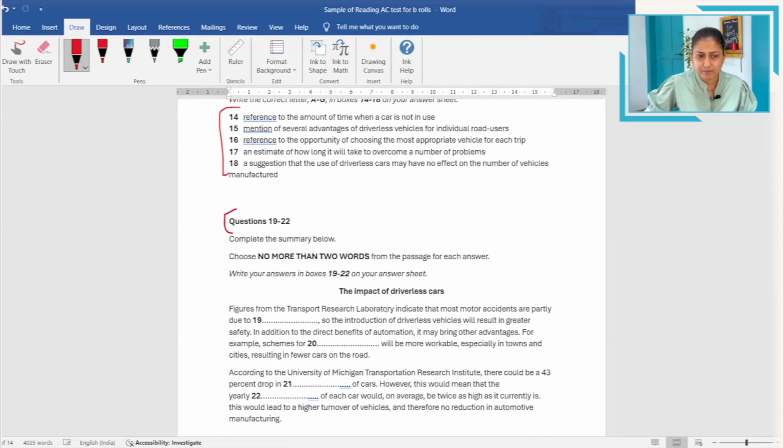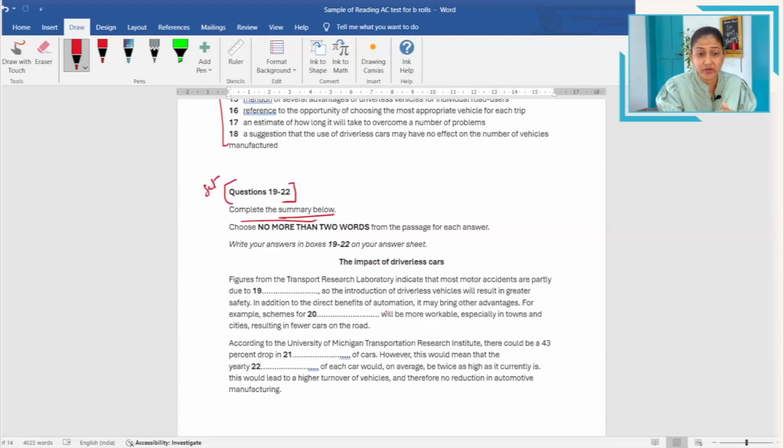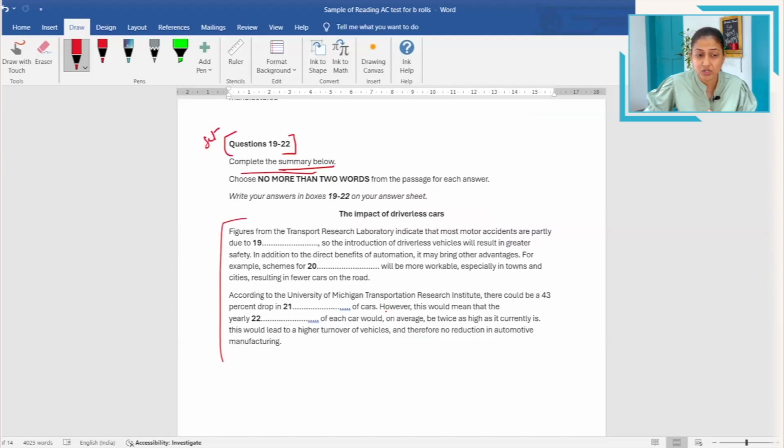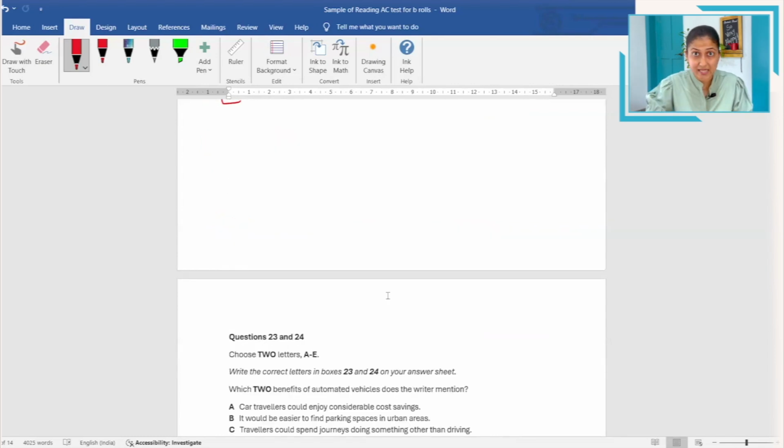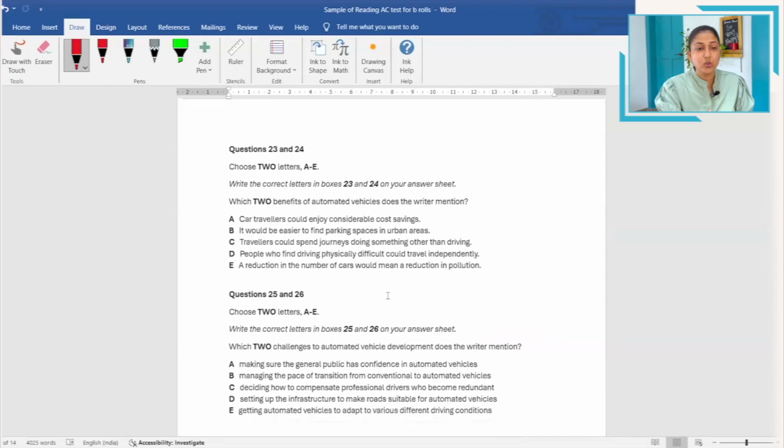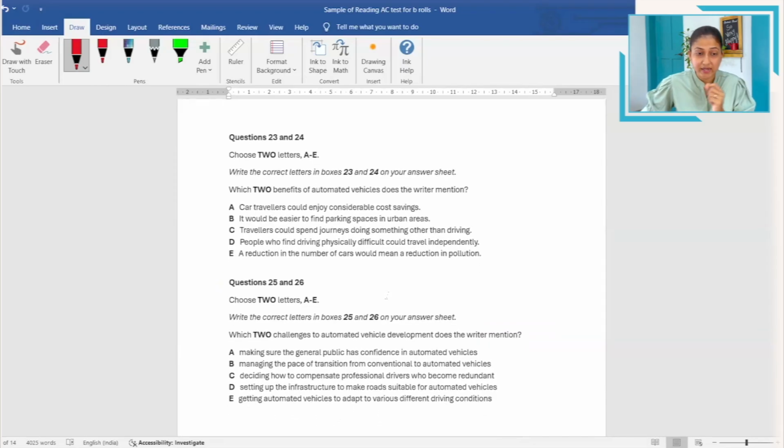The second set for this passage is from question 19 to 22. What are you supposed to do here? You have to complete the summary below. A summary is given and you have to find the right word to fit in the blanks. But it is still question 22, which means there are 4 more questions left. Let's look at questions 23 and 24. Here you have to choose 2 letters, A to E, and write the correct letters in boxes 23 and 24 on the answer sheet.